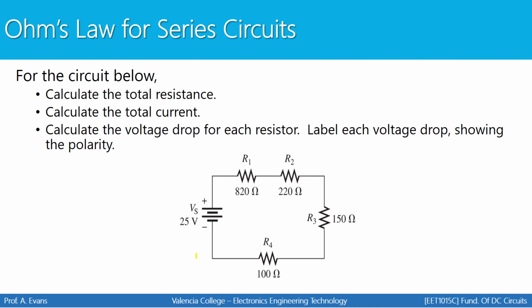So now we'll start with an example. On the first page of your lecture notes, you have the circuit shown on the screen. Follow along with me as we find the following things. We're going to calculate the total resistance in the circuit, the total current in the circuit, and then the voltage drop for each resistor. We're going to label each voltage drop showing the polarity.